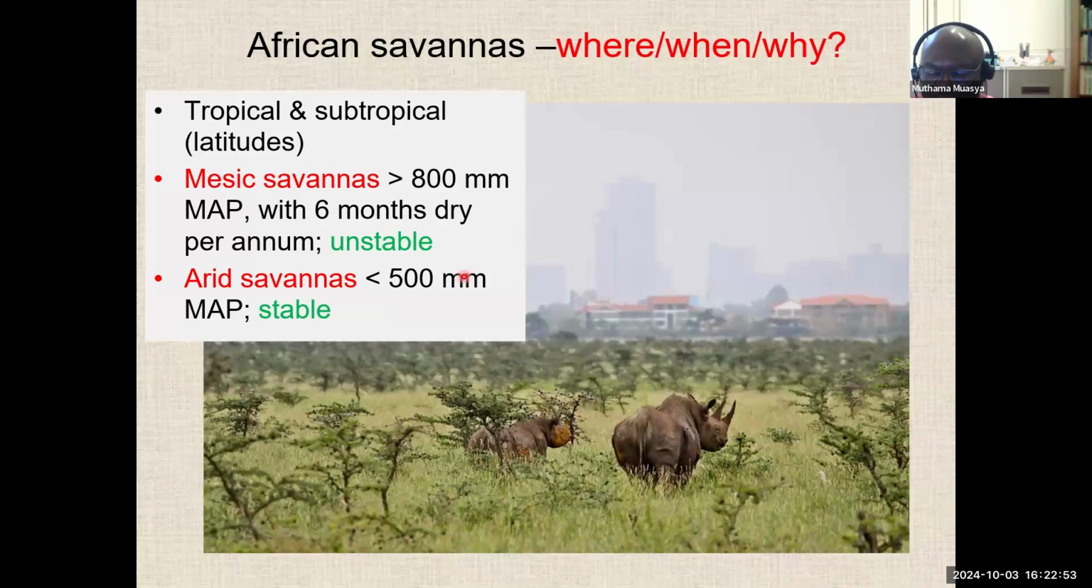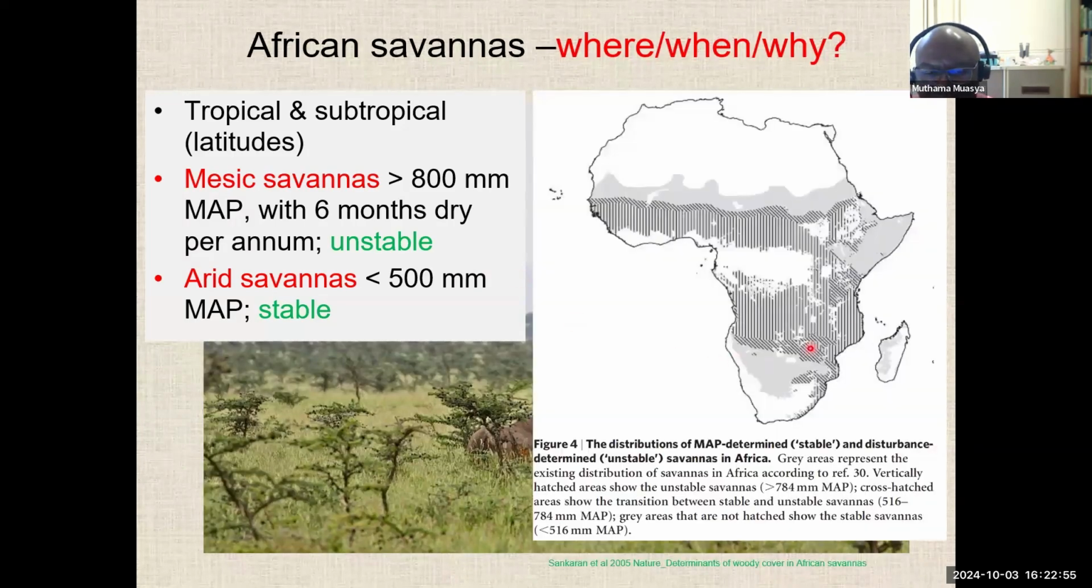And in Africa, if you look at the map for Africa, this work by Sankaran and co-workers shows that the forests are where it's clear white. In the area which is hashed upright, with the vertical lines, you can transit from forest to savanna, whereas where you have the other grayish areas, you are more into the stable savannas.